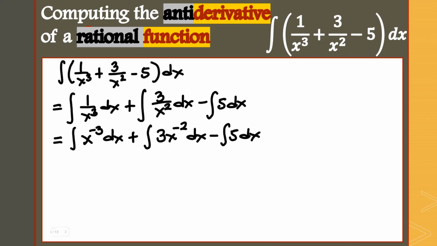For the first two terms, as mentioned, we can see that the exponents are not negative 1. Hence, we can use here the power rule, the integral of x to the power of n dx, where your n is not equal to negative 1. Because if it is negative 1, then we cannot use the power rule. We have another rule for that. That's a special case for rational functions.